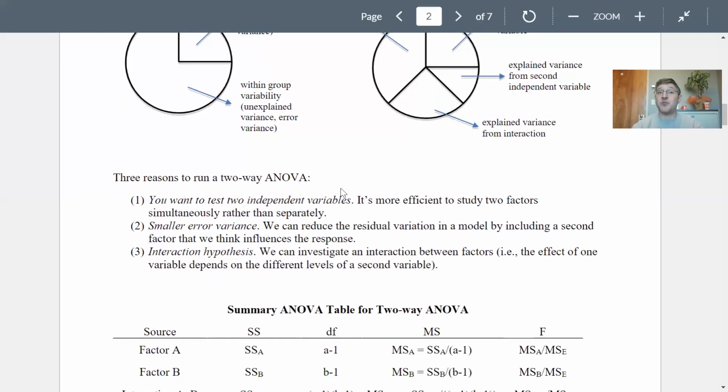Here are three of the main reasons why you'd want to run a two-way ANOVA. You want to test two independent variables simultaneously, right? It's more efficient to test two factors at the same time rather than running two separate one-way ANOVAs. We just talked about that smaller error variance piece: by including that second factor that we think influences our outcome, we can explain more of the error variance. And we can also have an interaction hypothesis, which may be of interest: does the effect of one variable depend on the different levels of the second variable?